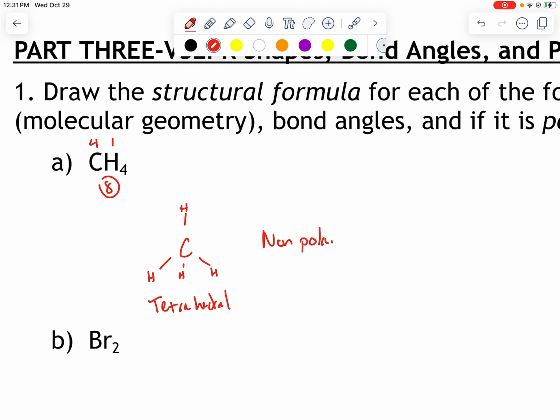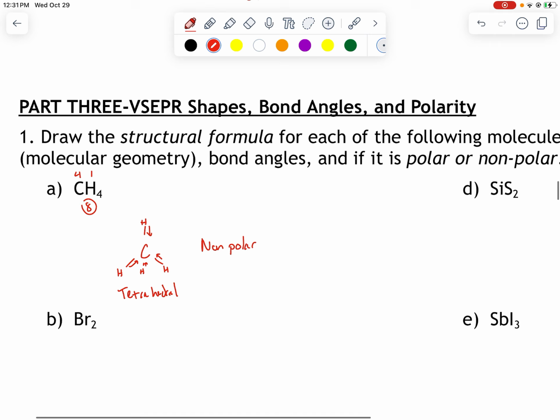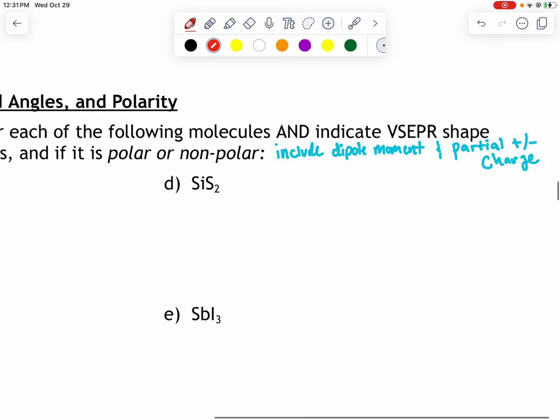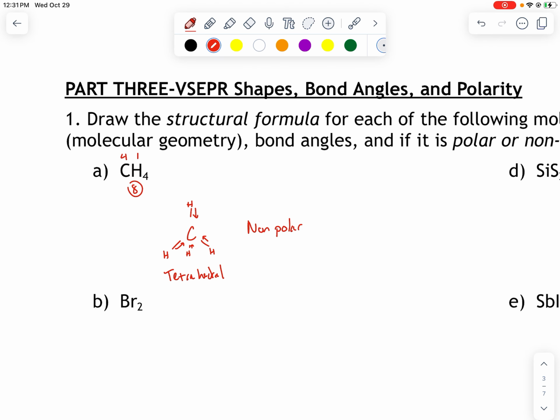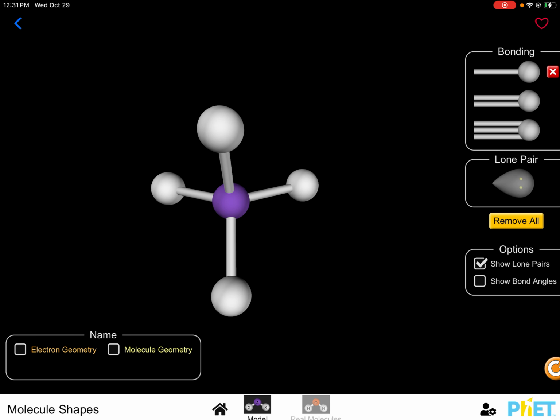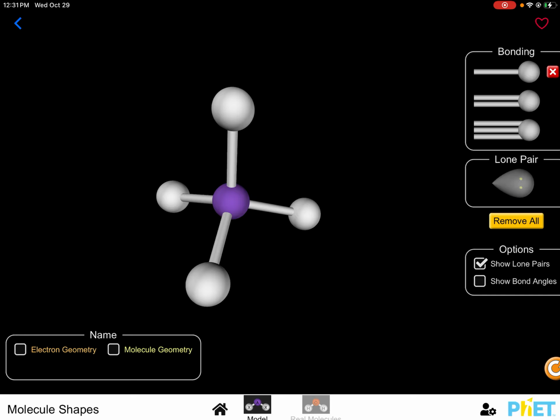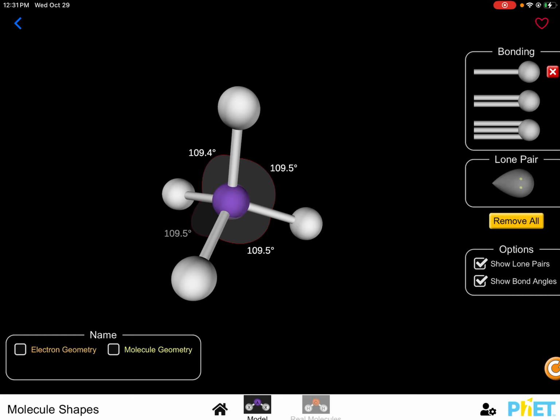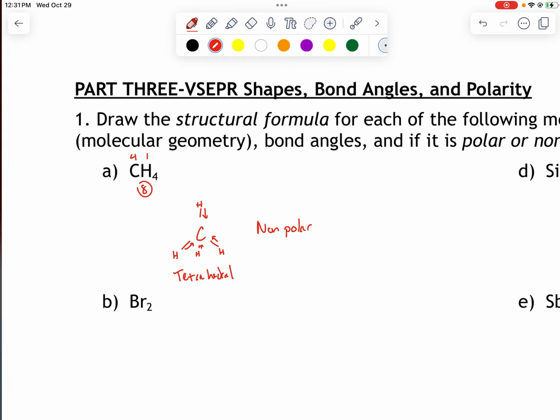This tetrahedral is a very nonpolar shape as long as everything is the same bonded to the center, because all of these arrows are going to cancel out. So it's nonpolar as a result. There's no dipole moment, no positive, negative charge. The only thing left we need is the bond angles. So if you look, here's your tetrahedral. Here's your bond angle. So tetrahedral forms a 109.5 bond angle between every bonded atom.